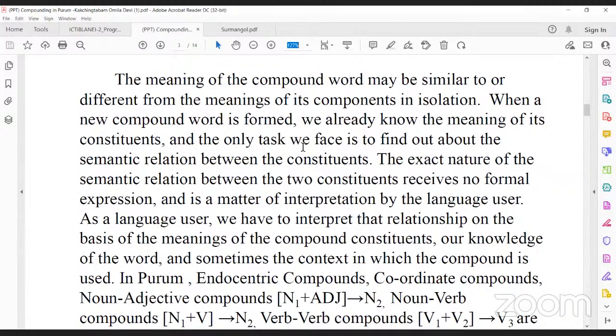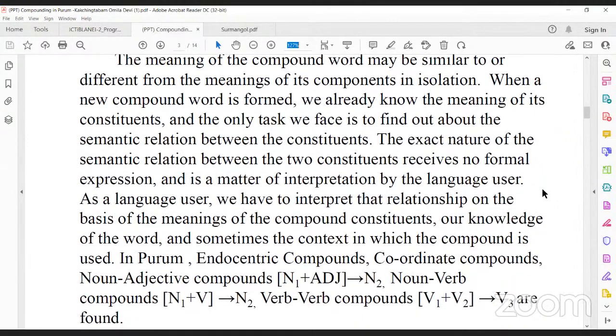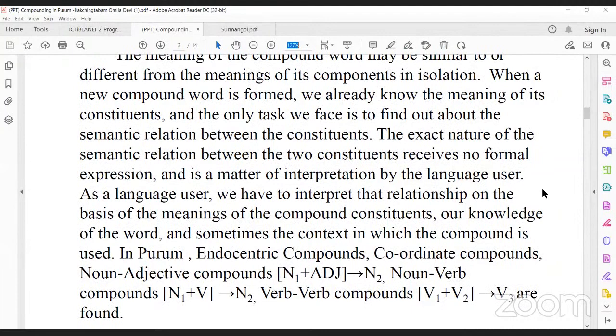As a language user, we have to interpret that relationship on the basis of the meanings of the compound constituents, our knowledge of the word, and sometimes the context in which the compound is used. In Purum, endocentric compounds, coordinate compounds, noun-adjective compounds, noun-verb compounds, verb-verb compounds are found.